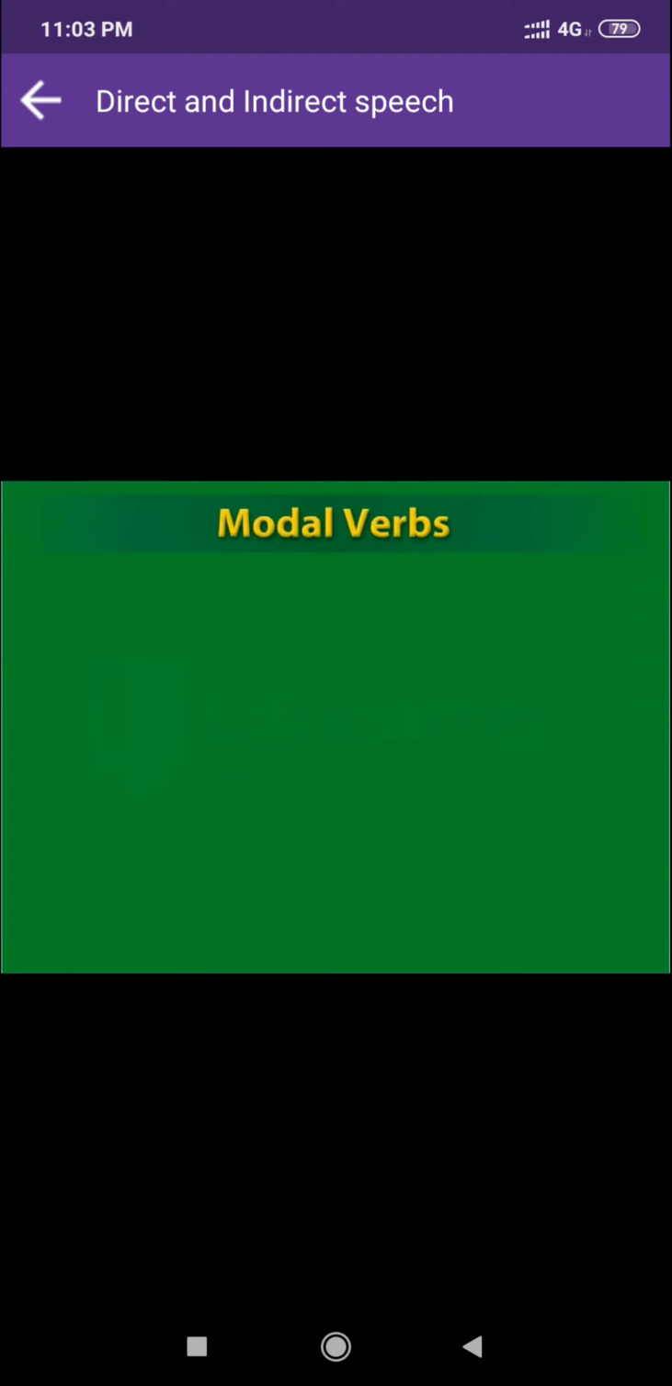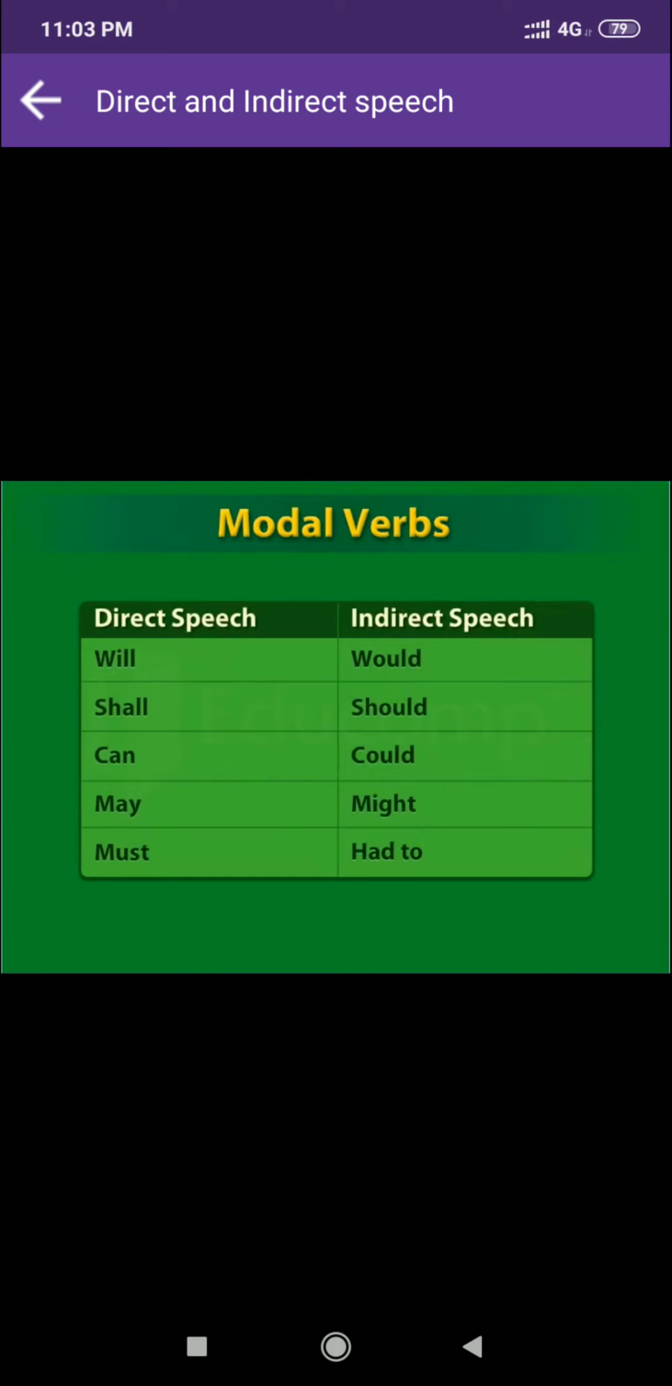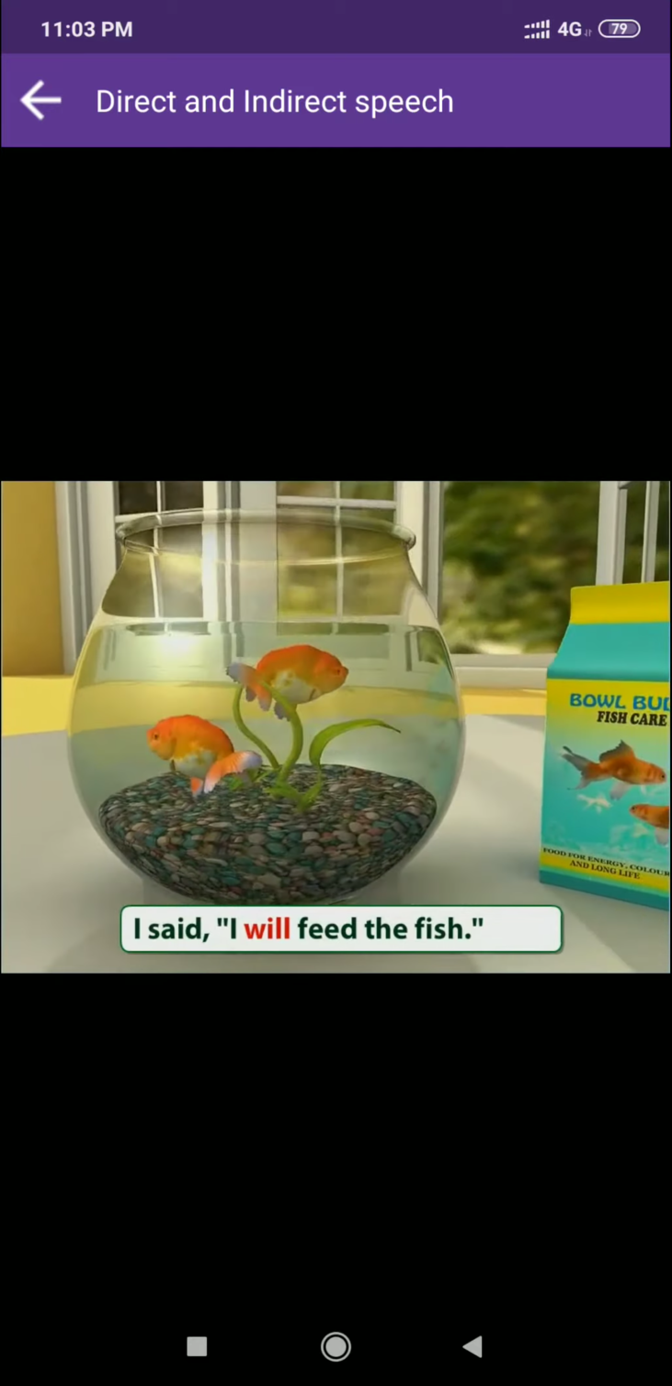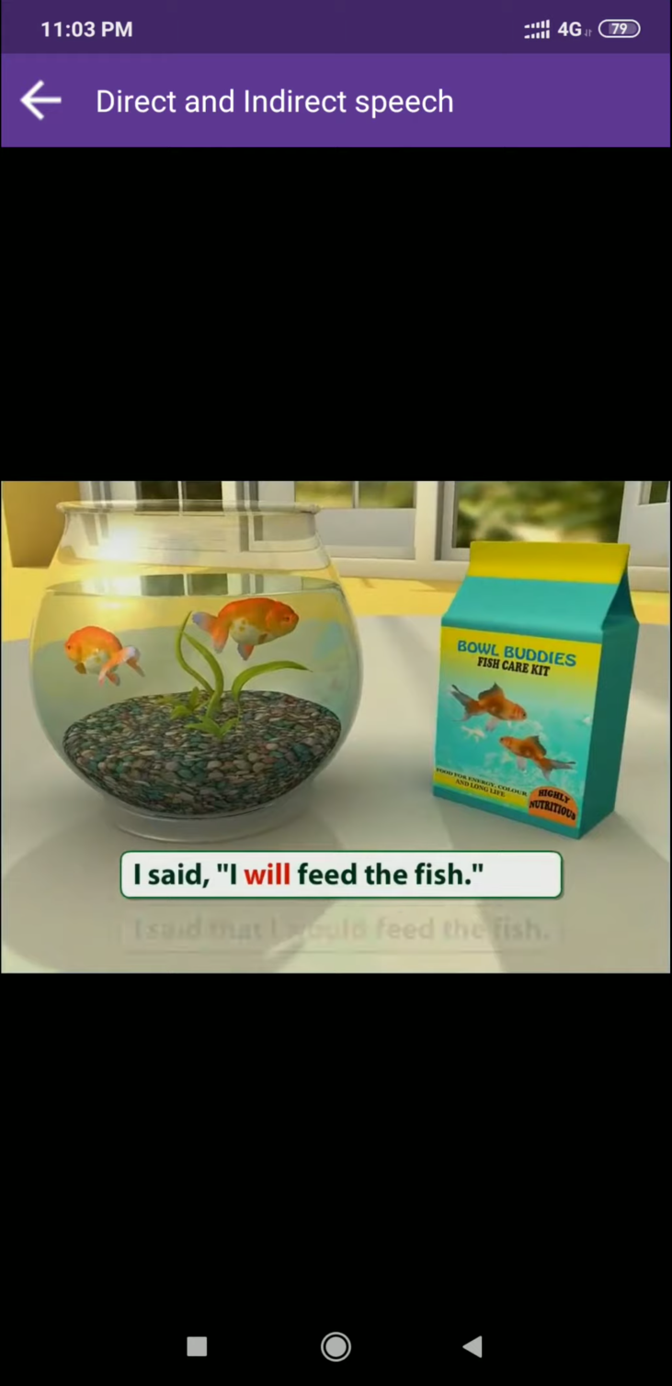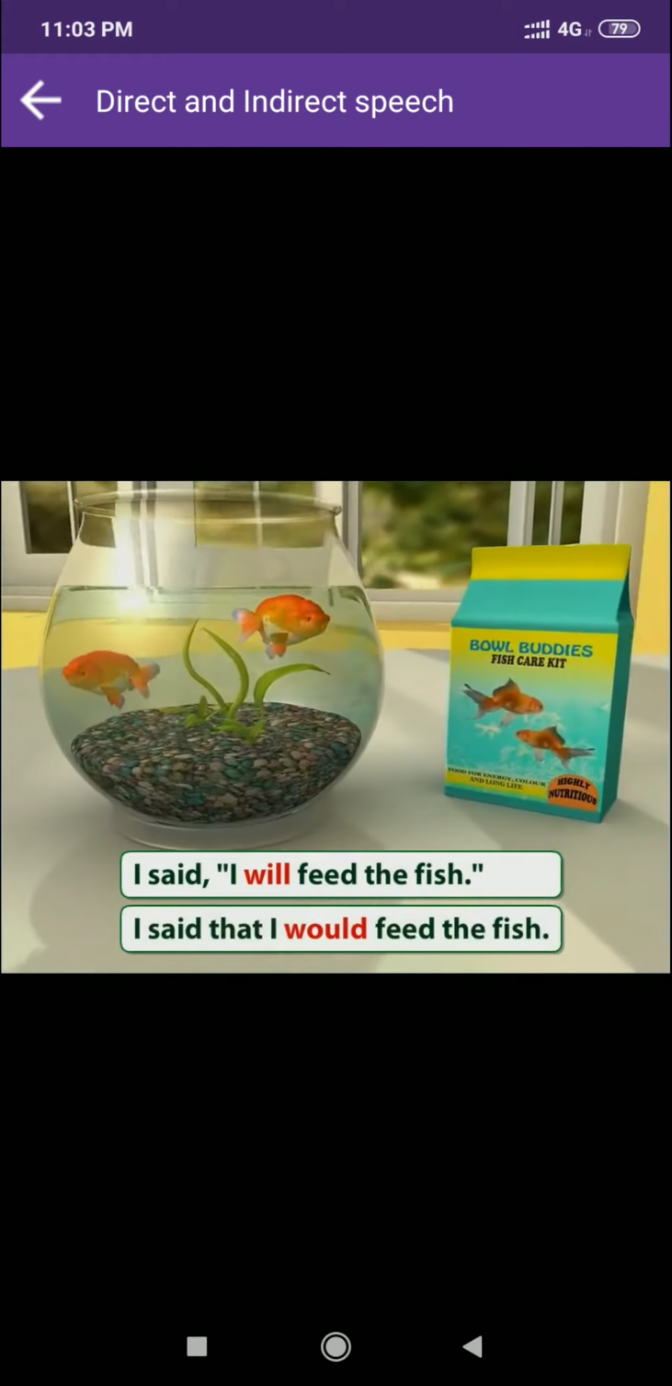Modal verbs. Modal verbs also undergo a change when they are used in indirect speech. Example: I said, "I will feed the fish." I said that I would feed the fish.